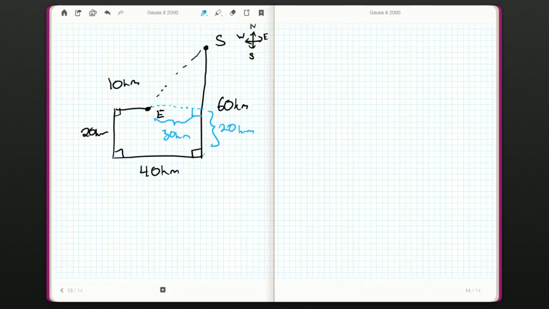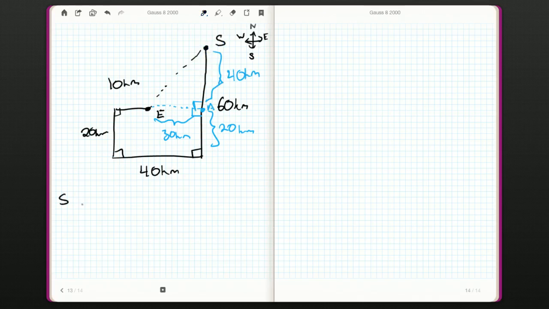And if this bit down here is 20, to that point, let's call it A, then this is going to have to be 60, because the total length is 60, minus this 20, so we're going to have 40 kilometers. And now at this point, we can use the Pythagorean theorem.